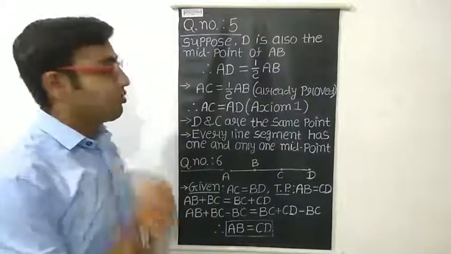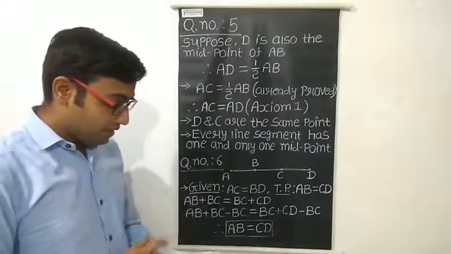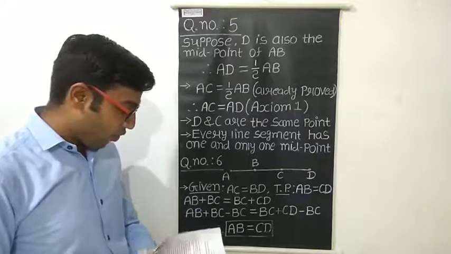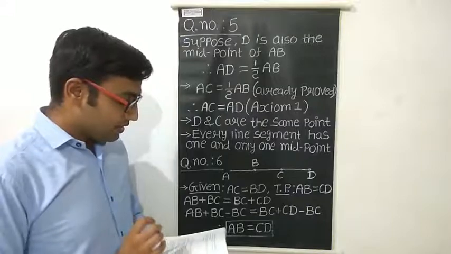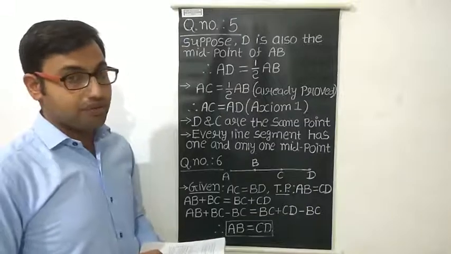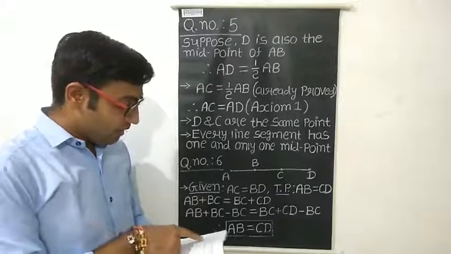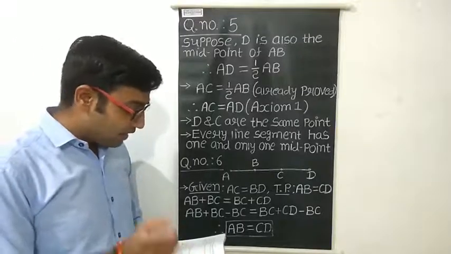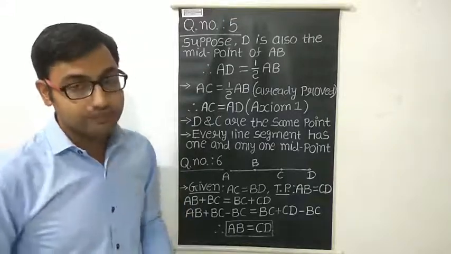Okay, let us study question number 5. What is question number 5? Question number 5 is that in the given question number 4, we saw that a point C is called a midpoint, because we have proved that AC is equal to 1 half of AB. So a point C is called a midpoint of line segment AB. Prove that every line segment has one and only one midpoint.